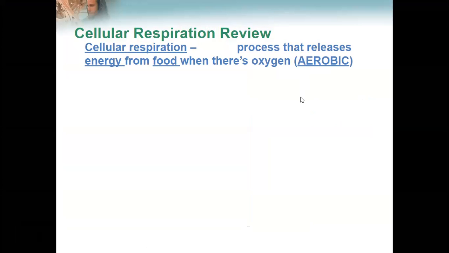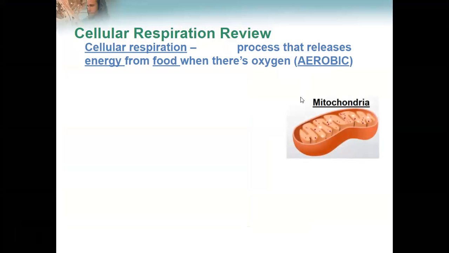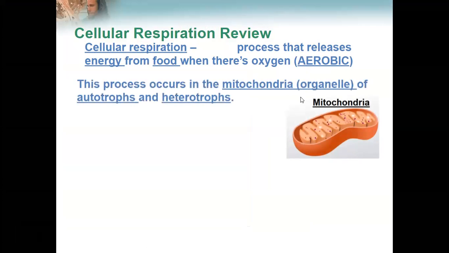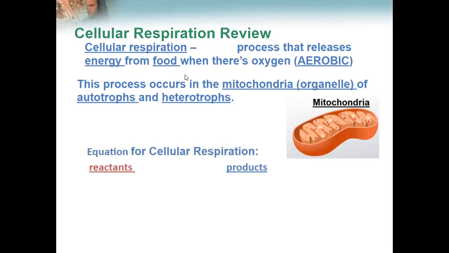Now this happens in a part of our cells called the mitochondria. And mitochondria is inside of autotrophs, that means producer cells, and heterotrophs, that means consumer cells. So no matter how an organism got its food, whether it's an autotroph that does photosynthesis to get food or a heterotroph that has to consume or eat something else to get food, we all have to do cellular respiration because once food is in our system, we have to break it down for energy.